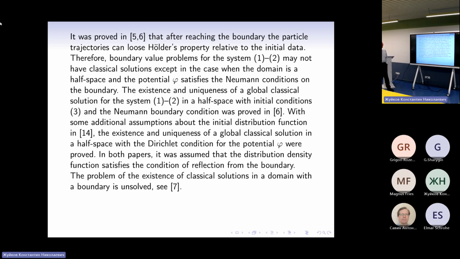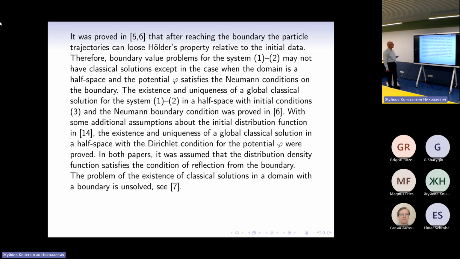But people found two cases in which it was possible to prove existence of global classical solutions. I mean, if our domain is a half-space and the boundary conditions are either Dirichlet or Neumann conditions for the potential of the electric field. It was proved in the papers of Guo and Ukai and Vlasov. In the general case, existence of classical solutions in a domain with boundary is unsolved.